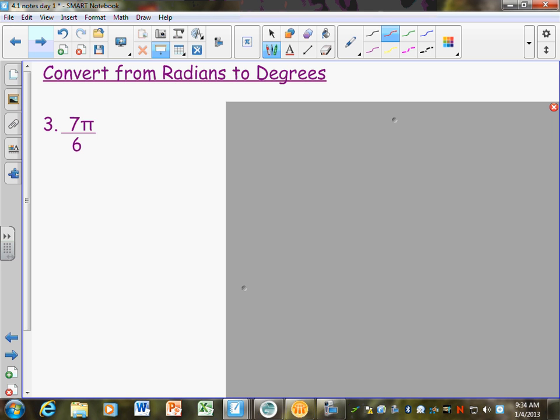It's really nice with pi in there because it tells you that if you want your answer in degrees, you want the pi to cancel out, hopefully. This would be 180 degrees over pi this time because the radians would cancel out crosswise. So the pi's are going to cancel out, and your answer is going to be in degrees.